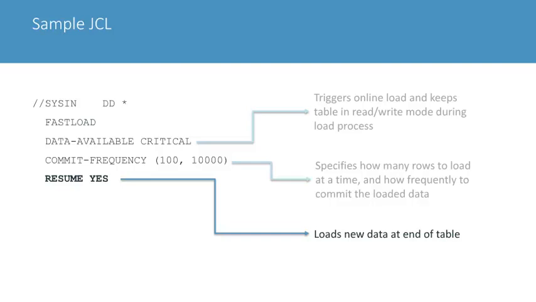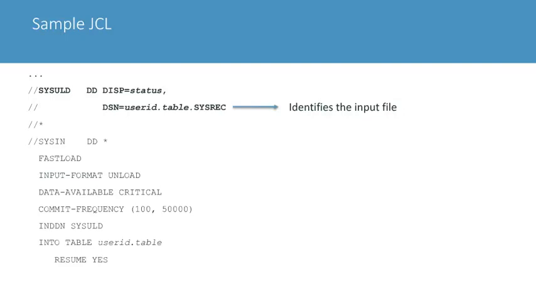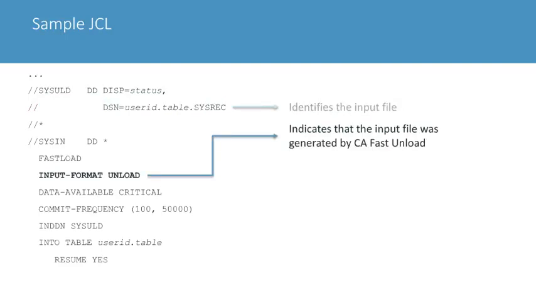Let's put together a sample job. The SYSUT1 DD statement identifies the dataset that contains the input file. For our purposes, let's assume that a CA Fast Unload job has been used to create the input file for our table updates. By default, CA Fast Unload saves this file to a SYSREC dataset. INPUT FORMAT UNLOAD specifies that we are loading data from a CA Fast Unload job. You could also use another input format, such as a sequential file or a comma delimited file.